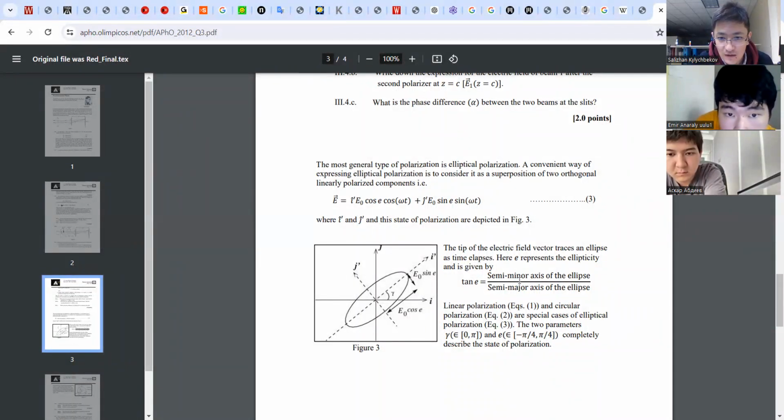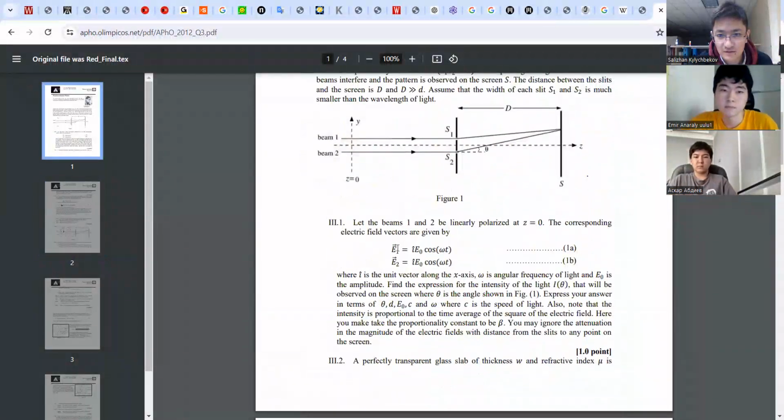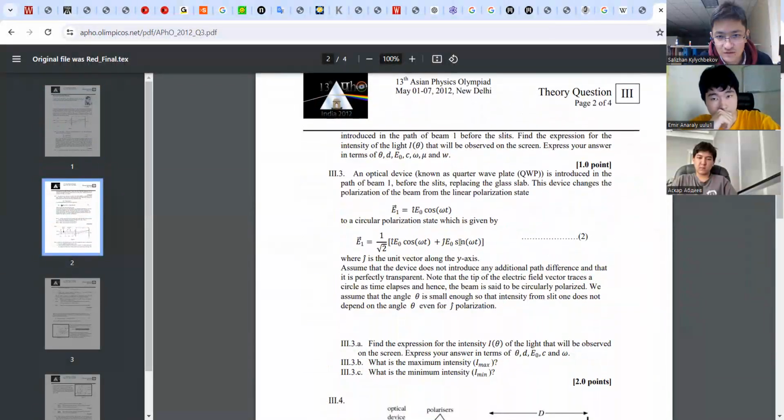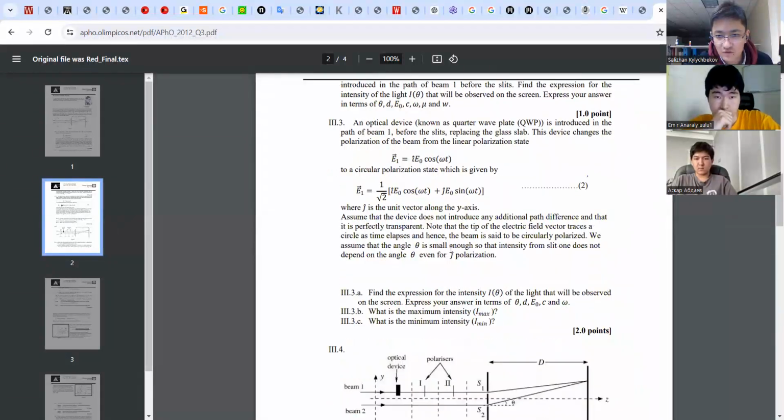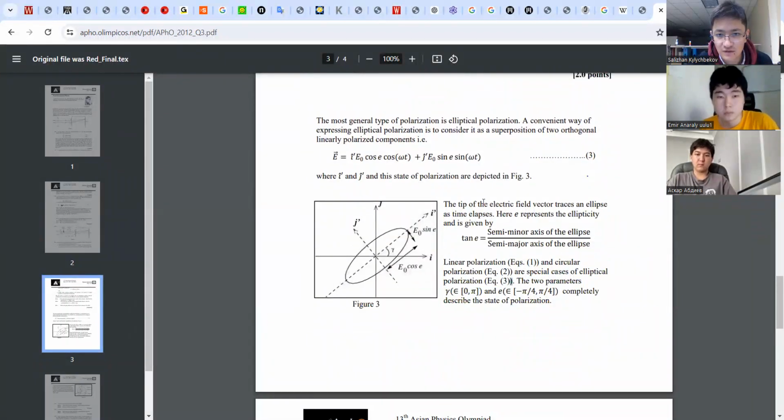There is an equation here. The tip of the electric field vector traces an ellipse as time elapses like this. Here E represents the ellipticity parameter. Linear polarization of equation 1 and circular polarization of equation 2 are special cases of elliptical polarization. Equation 1 was two waves with no phase difference. Equation 2 was one cosine, another sine, with the same amplitude, so circular. So these two are special cases of elliptical polarization, which is equation 3.